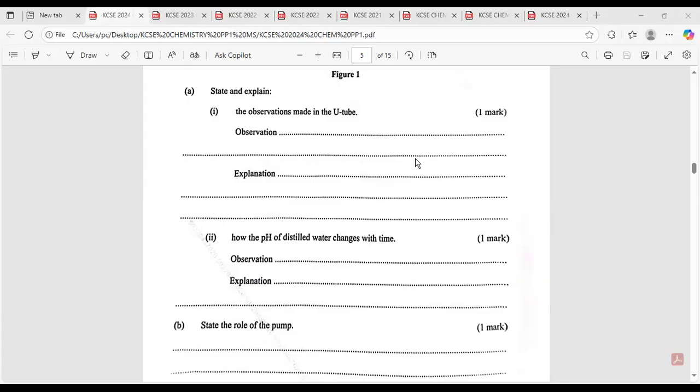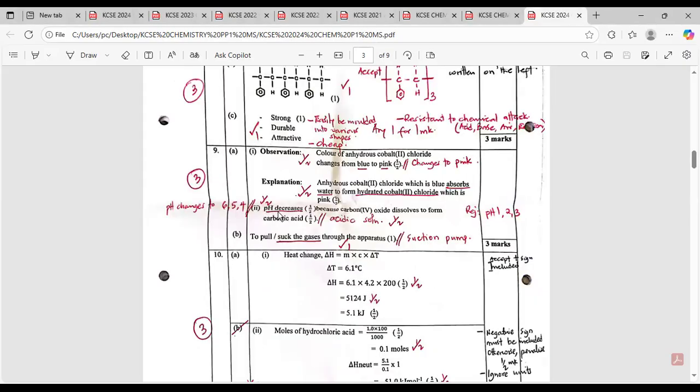Then the last part is the role of the pump. You can see I've said the pH decreases or drops below 7. But once you are giving your answer, your value can only be between 4, 5, and 6 because this is a weak acid. But the moment you say the pH decreases, that is enough explanation. Why? Because it dissolves to form weak carbonic acid. Then the purpose of the suction pump is to suck the gases through the apparatus. Unless there is any question, we can go to the next area. Anyone with a question?